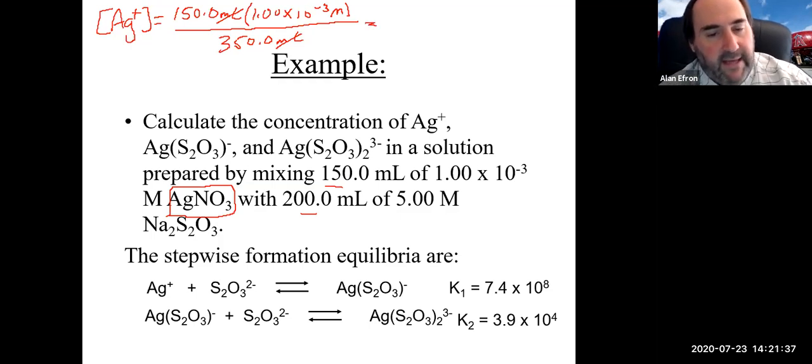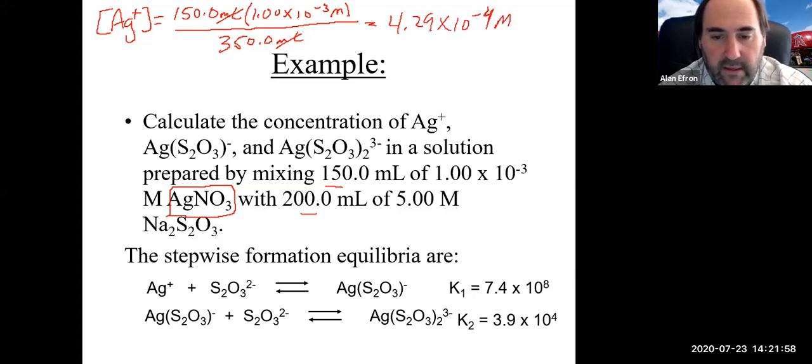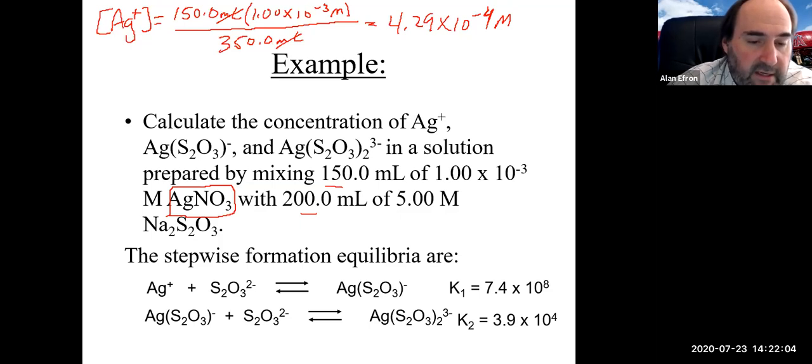And again, you'll get the same answer. And if we do that, we get 150 times 10 to the minus 3, divided by 350. We got 4.29 times 10 to the minus 4, it looks like. So 4.29 times 10 to the minus 4 molar would be the concentration of our silver ions in this mixture, again, supplied by the silver nitrate.